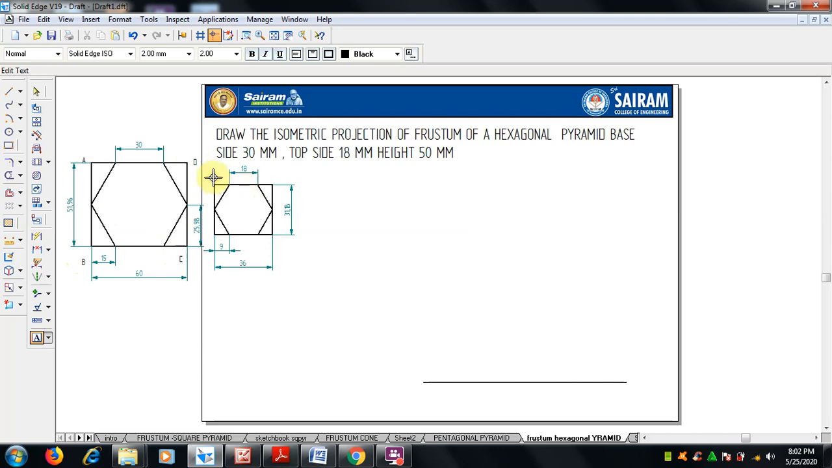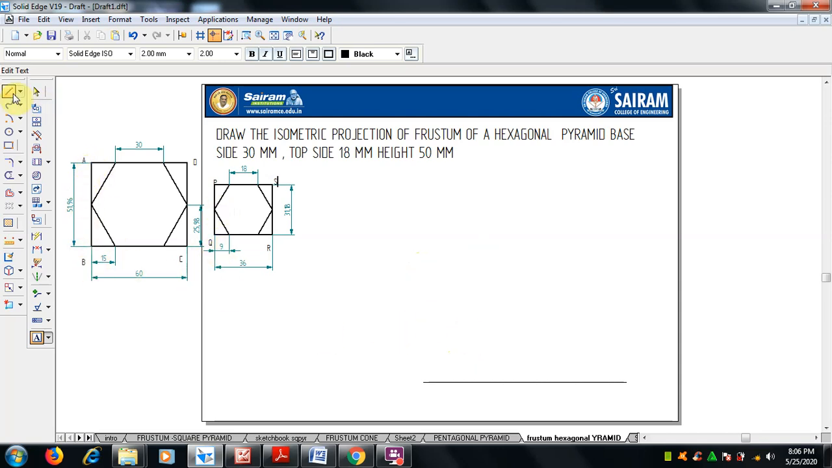Here P, Q, R, S. Okay, so that it will not get mismatched. Okay, now we have to draw this here. Right, so here 51.96, here it is 60.